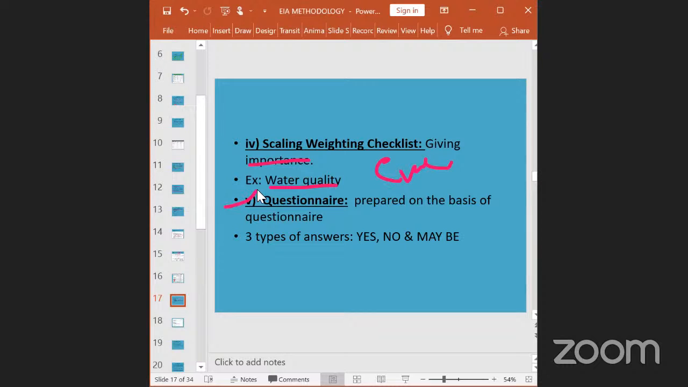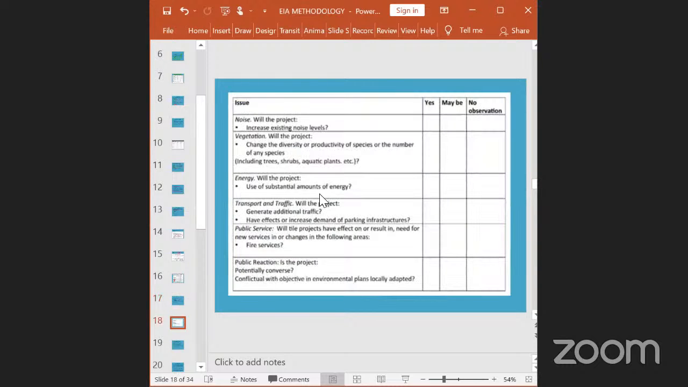The last one is the questionnaire checklist. The checklist is prepared on the basis of what? The questionnaire for the public consultation, right? So it gives information about the stakeholders' awareness and responses for the proposed project. The questionnaire is further evaluated in a spreadsheet to find the scale of impacts and weight of parameters. Those are based on the public opinion, right?